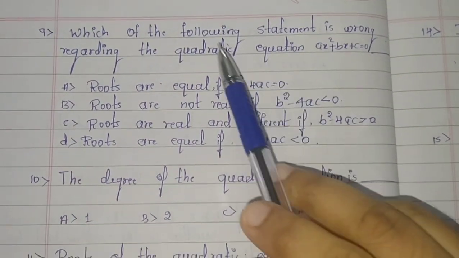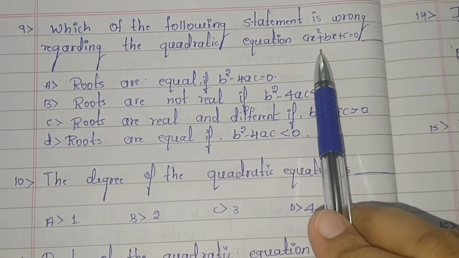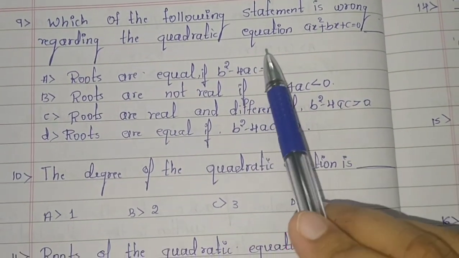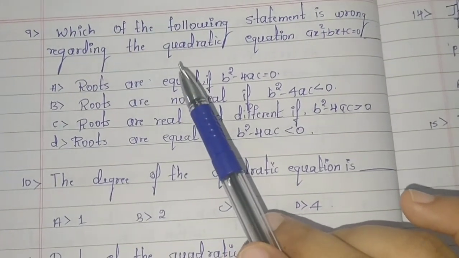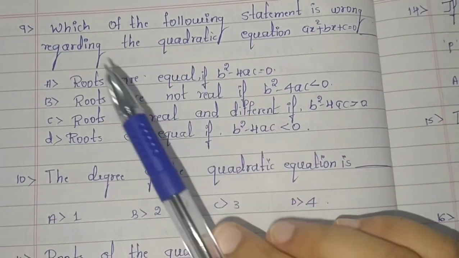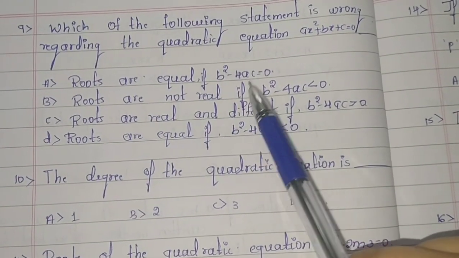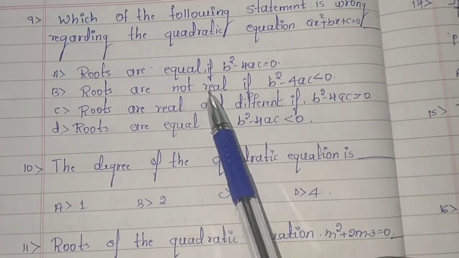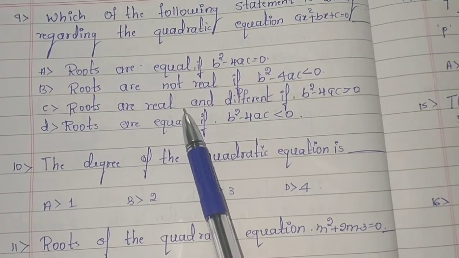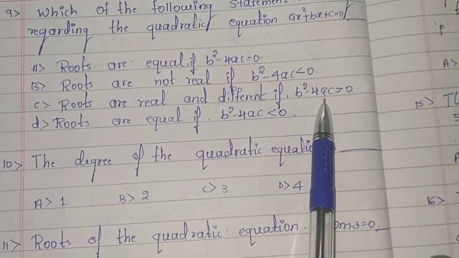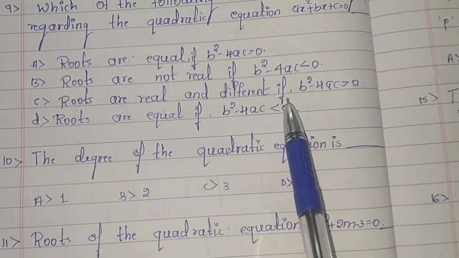So now the next question is, which of the following statements is wrong regarding the quadratic equation ax square plus bx plus c equals to 0. So all the statements we have studied here are regarding the roots, right? So now you have to select which statement is wrong over here. The first statement is roots are equal if the discriminant b square minus 4ac is equal to 0. Roots are not real if b square minus 4ac is less than 0. Roots are real and different if b square minus 4ac is greater than 0. Roots are equal if b square minus 4ac is less than 0.